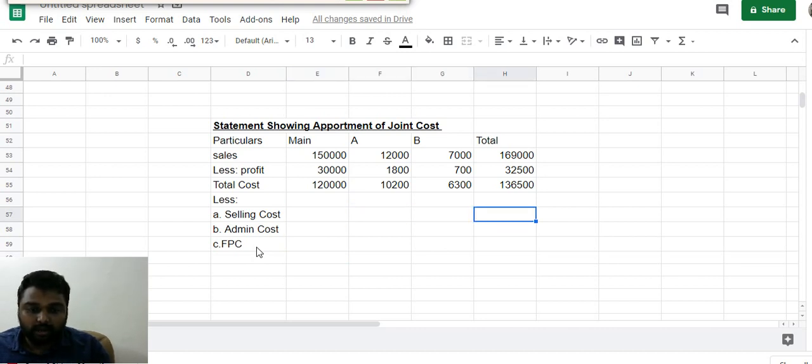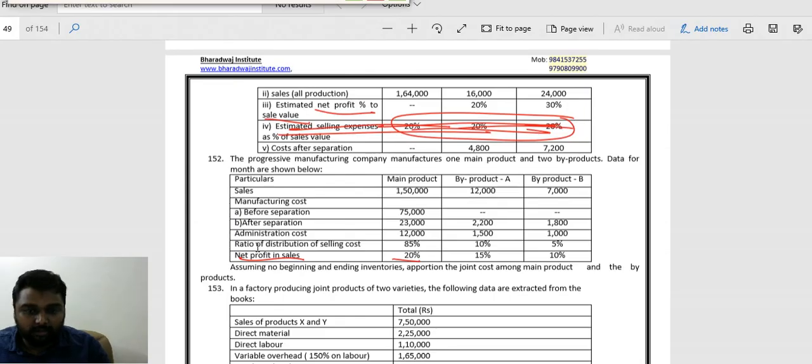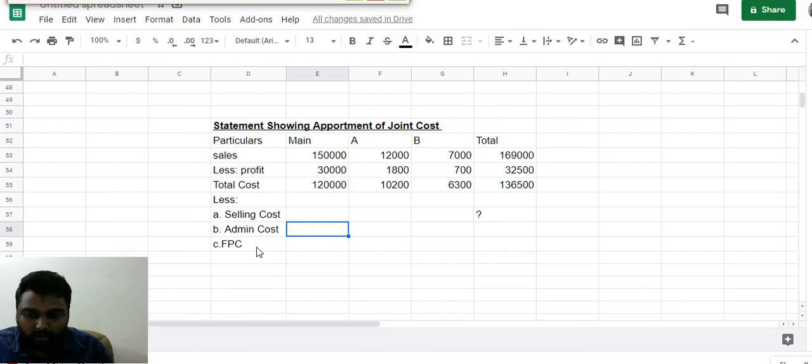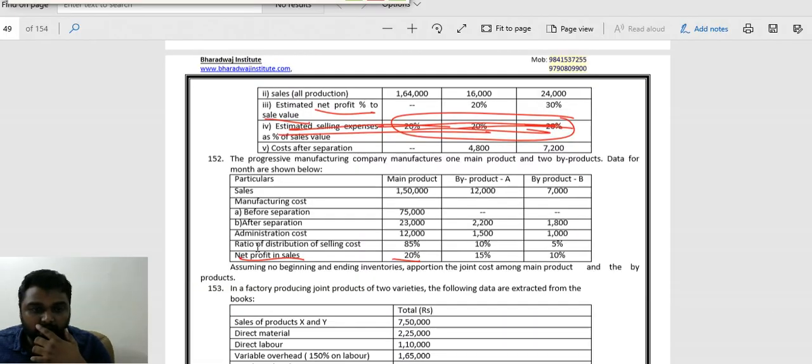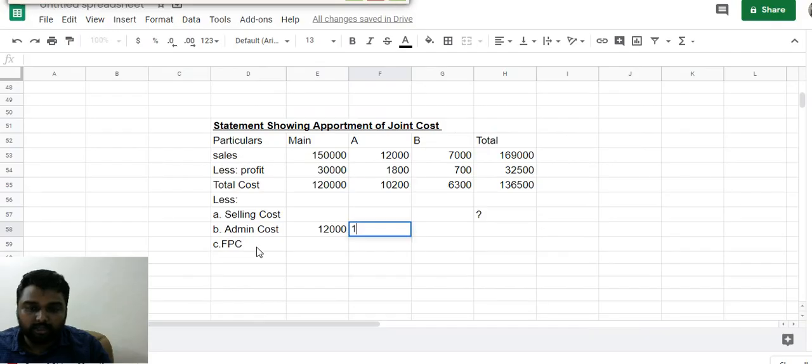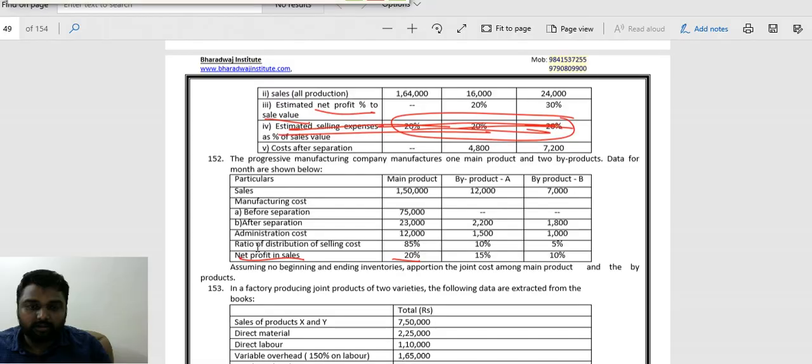Selling cost we don't know, question mark. Admin cost we know. What is admin cost? Admin cost is 12,000. See, selling cost is given as a ratio of distribution cost. Is it correct? No. Selling cost percentage only is given, the amount is not given. Admin cost is given: 12,000, 1,500, 1,000. Are you able to see?